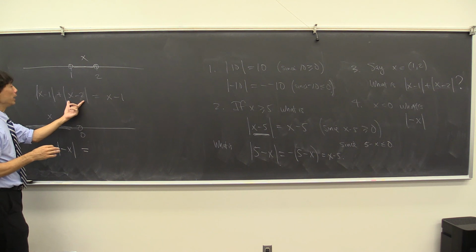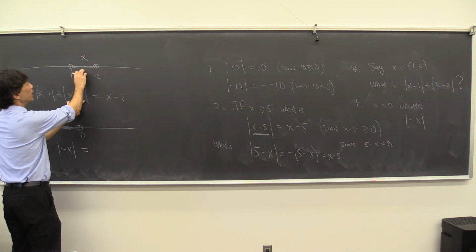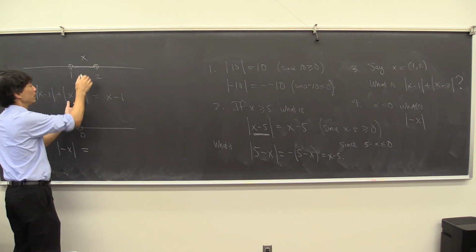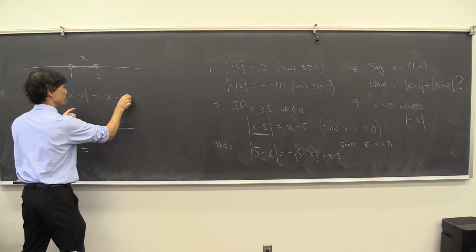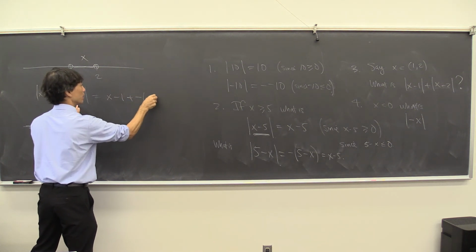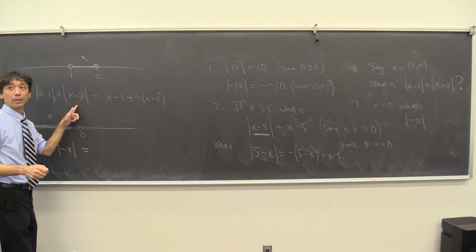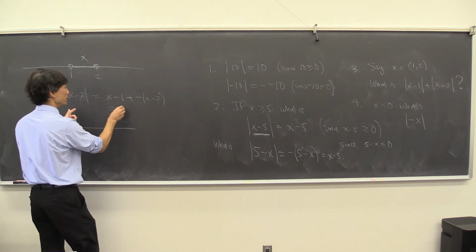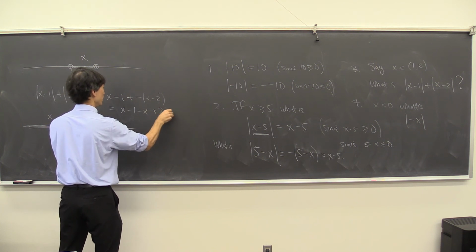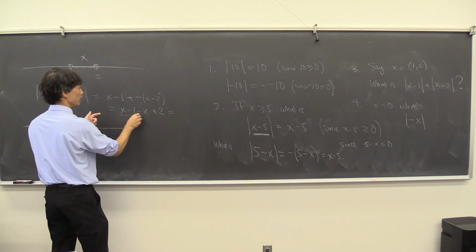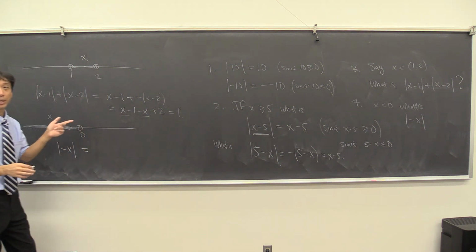Then, second part, x minus 2, well, that's negative, because x is to the left. So x minus 2 is negative, so the absolute value function is going to return negative that. If you work it out, you get x minus 1 minus x plus 2. In other words, the x and the minus x cancel off. You get 2 minus 1, which is 1. Okay, so the answer is 1.